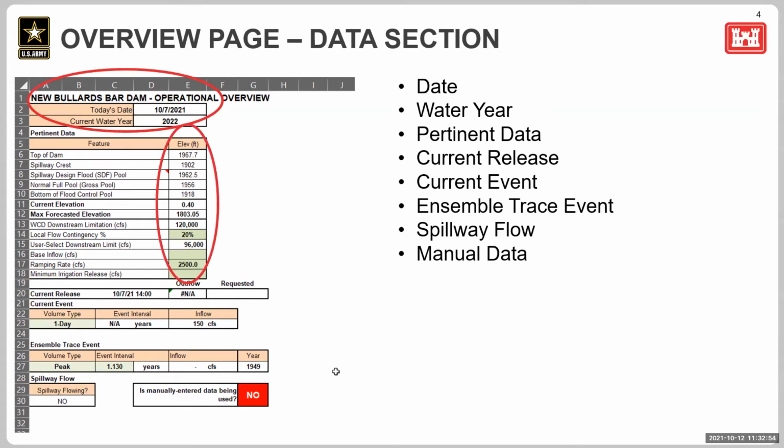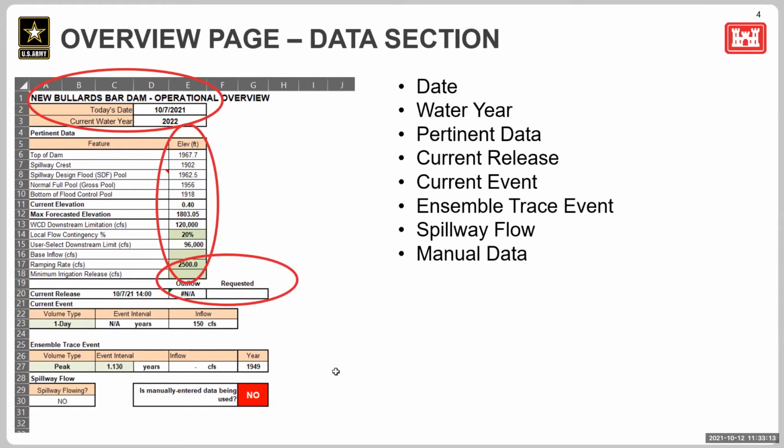So, viewing the pertinent data section, we have the date and the water year up at the top, and the pertinent data as we discussed. All of them have this section, but not all of it needs to be filled out because it might not be applicable to your specific project. So not every project has a minimum irrigation release, for example.